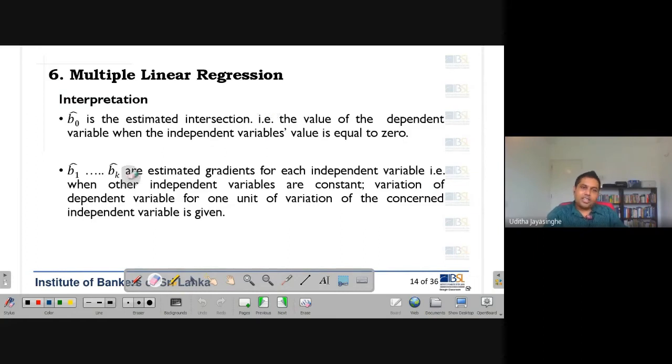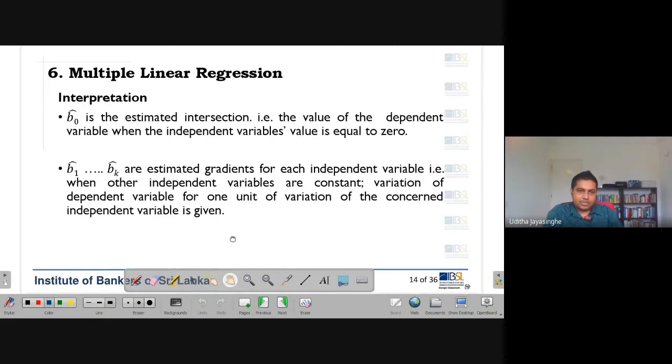Okay, and these coefficients b1 up until bk are estimated gradients for each independent variable, when the other independent variables are held constant. It is the variation of the dependent variable given one unit of variation of the concerned independent variable.